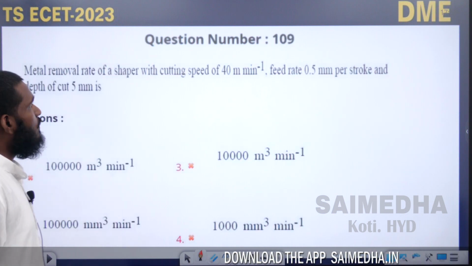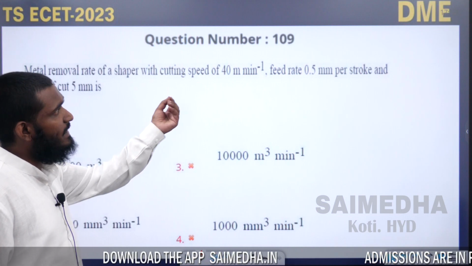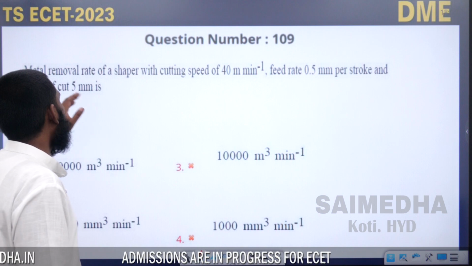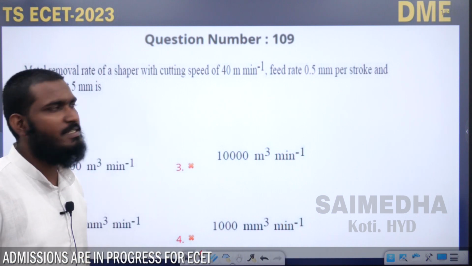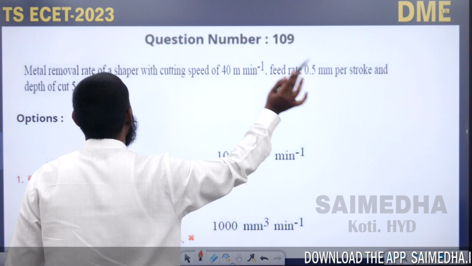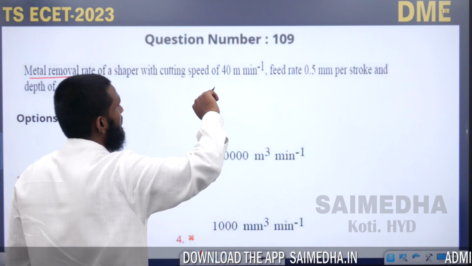Now, the metal removal rate of the shaper with a cutting speed of 40 meter per minute, feed rate of 0.5 mm per stroke, and depth of cut 5 mm. We have a very simple formula here. Whenever cutting speed, feed and depth of cut are given, we have to multiply all of them to find the metal removal rate.